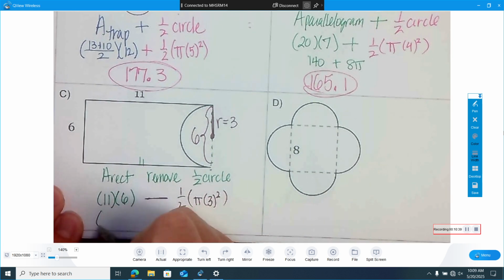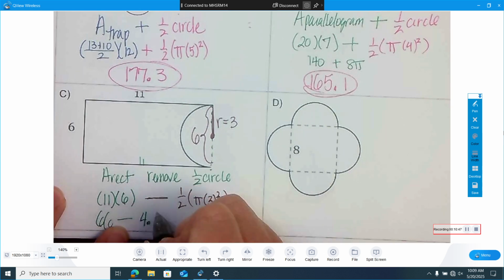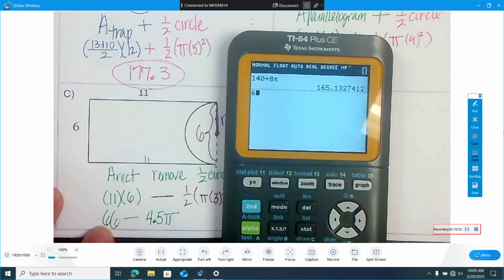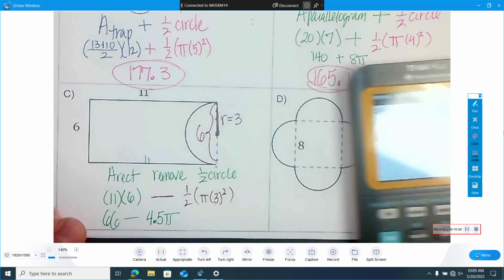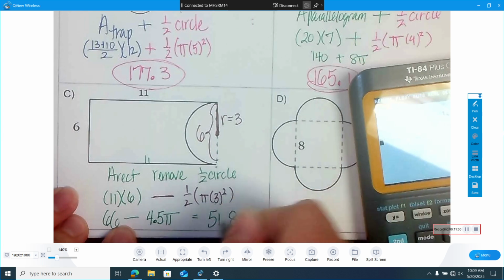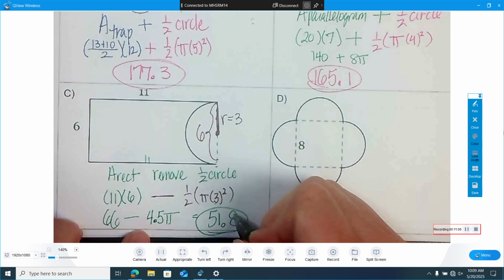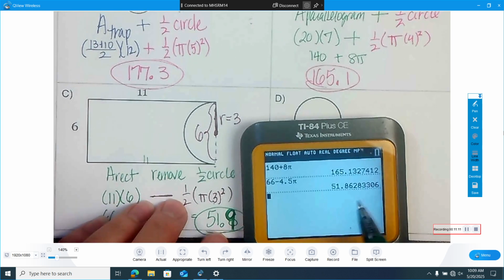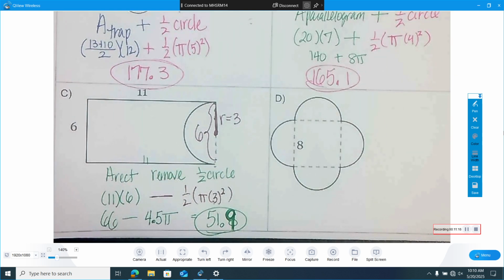All right, so that would be 66 minus 3 squared is 9. What's half of 9? 3. No. 4.5. All right, so we have 66 minus 4.5 pi, and I get 51.8. Oh, no. 51.9. Thank you. Yeah. 51.9. I looked again there. That's a 6 telling me to round up. Okay. 51.9.